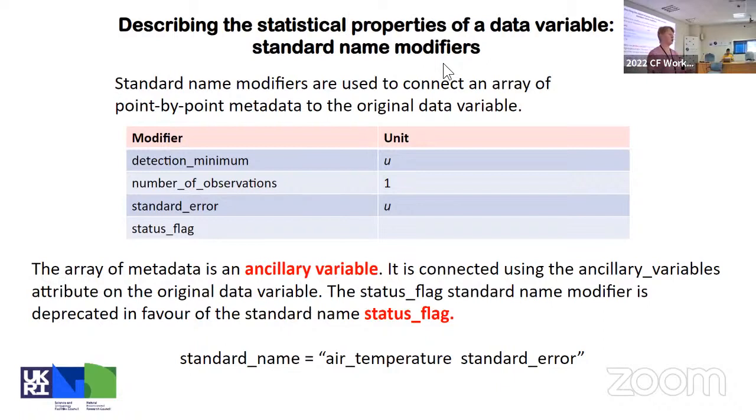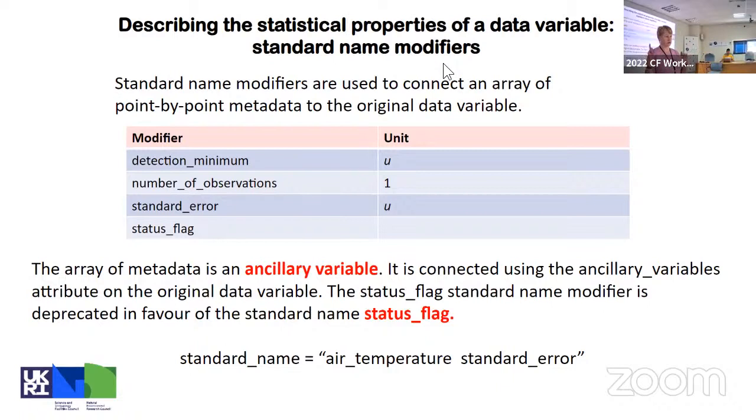And what we can do in CF is if we've got that information for all our grid points, we can construct a second data variable, which has the same grid as the original data variable. And this is called an ancillary variable. And so we have one piece of metadata for every grid point in our original data. We can connect the two together using an ancillary variable attribute. So we say this data variable is linked to this ancillary variable.